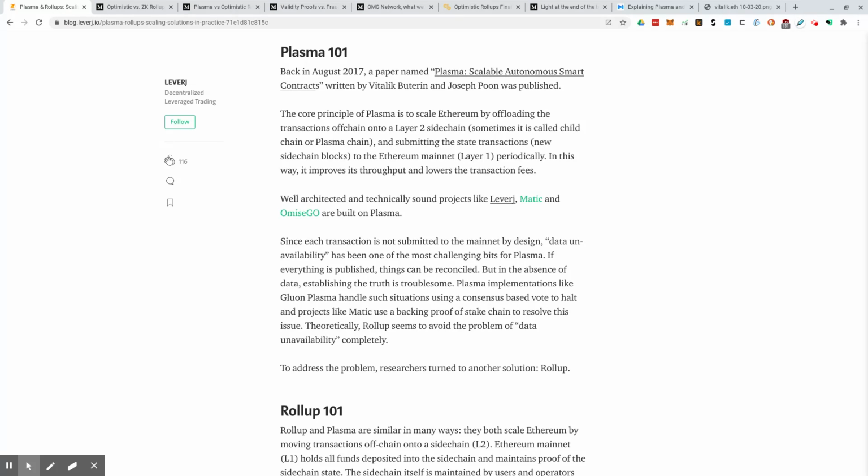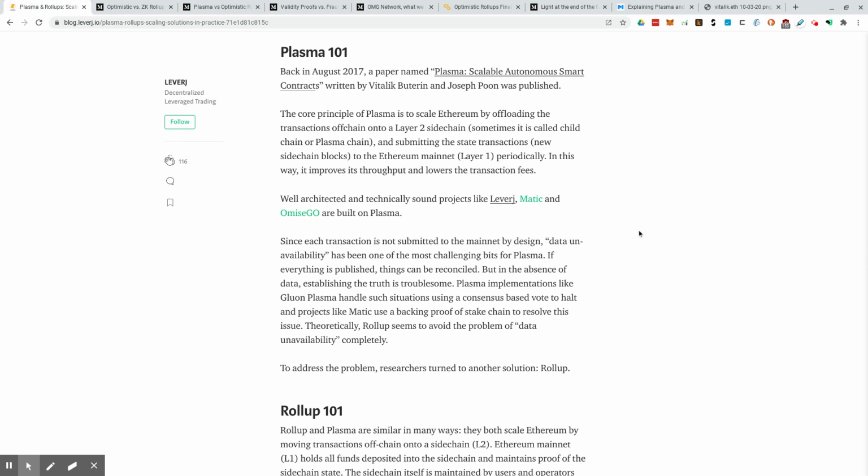So I just wanted to do a quick rundown of the differences between Plasma, ZK rollups, and Optimistic rollups, just to give you an idea of how each one of them works and why some of them are better at certain things and why others are better at other things. This is just a very high level overview of the technologies. I will be posting links of all of these in the description if you want to check them out and go into a deeper dive. But this stuff can get pretty technically heavy if you're not familiar with blockchain tech.